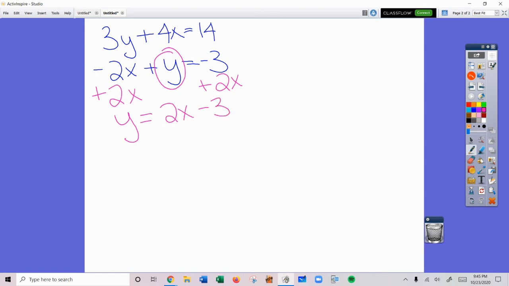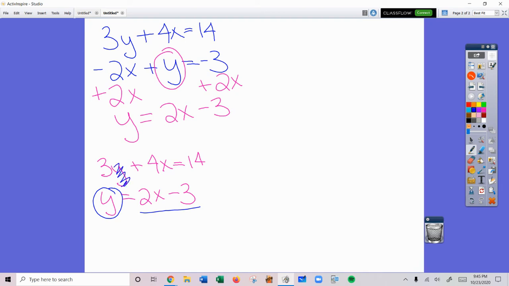Okay, so now we have 3y plus 4x equals 14, and we have y equals 2x minus 3. Okay, so here is my y equals, and here's what it equals: 2x minus 3. What variable do I want to substitute in for on that top equation? We want to substitute in for y.